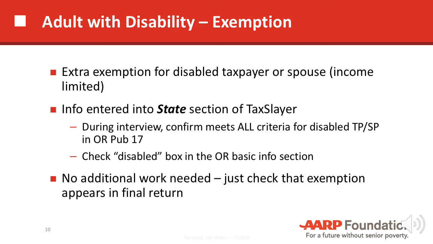Similarly, if the taxpayer themselves or their spouse qualifies with a disability, they'll get an extra exemption as well. This is done in the same way. Just check the disabled box in the Oregon Basic Info section by disabled. In these examples, even though some work is required to complete the return, it really is pretty minor.